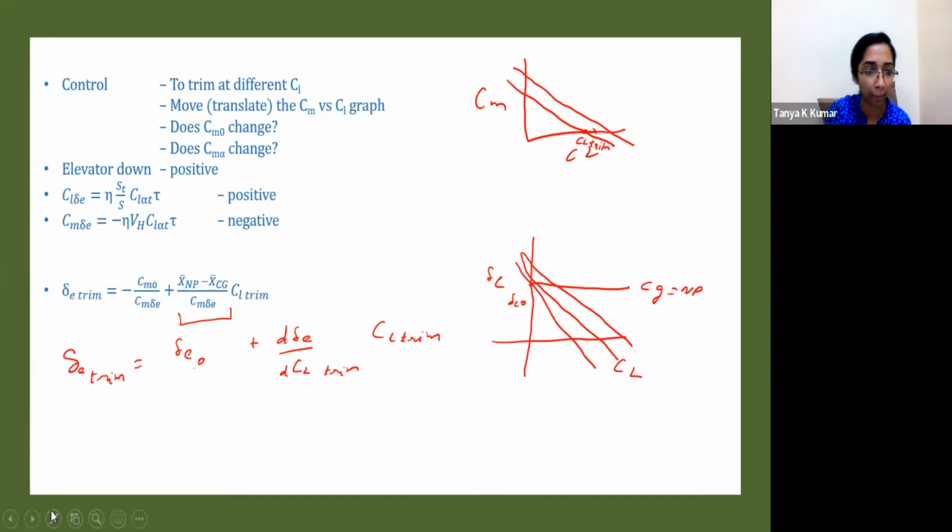I'll just erase that last line. So delta E naught will remain the same, but the slope will keep changing as the CG moves towards NP. So this is CG1, CG2, CG3, and this is the neutral point. As the CG moves towards the neutral point, the slope of this curve keeps reducing until it becomes 0. So these are the few concepts that we studied in week 2.